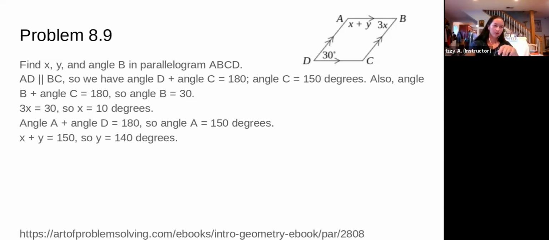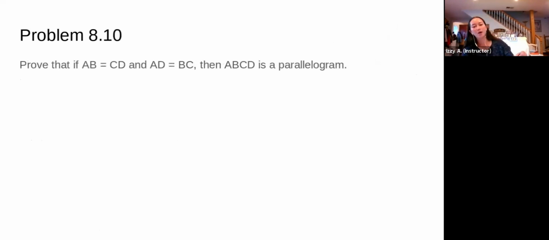Okay. So next we have problem 8.10. Prove that if AB is equal to CD and AD is equal to BC, then ABCD is a parallelogram.